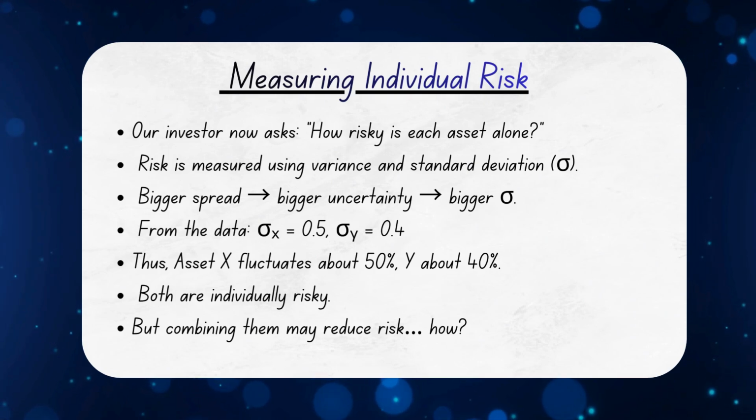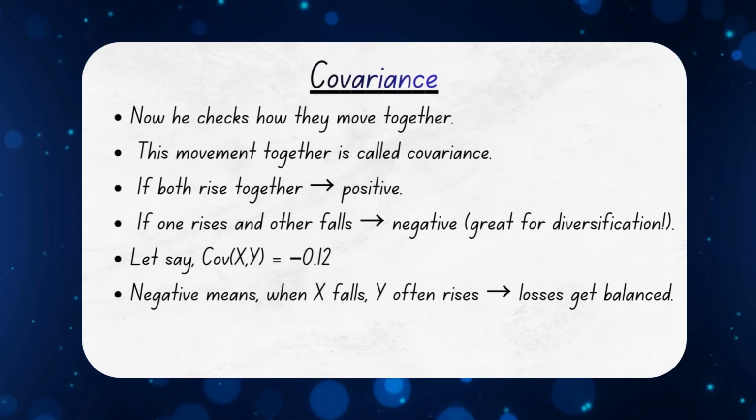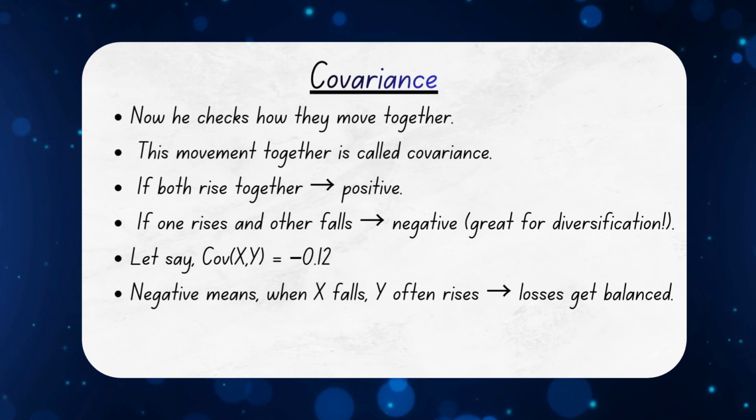Now you might think combining two risky assets would make things worse, but here's where the interesting part begins. What matters is not just their individual risk, but how they move together, and that relationship is captured by covariance. In our case, covariance is negative 0.12, which means when one asset goes up, the other often goes down, almost like a natural balancing act.